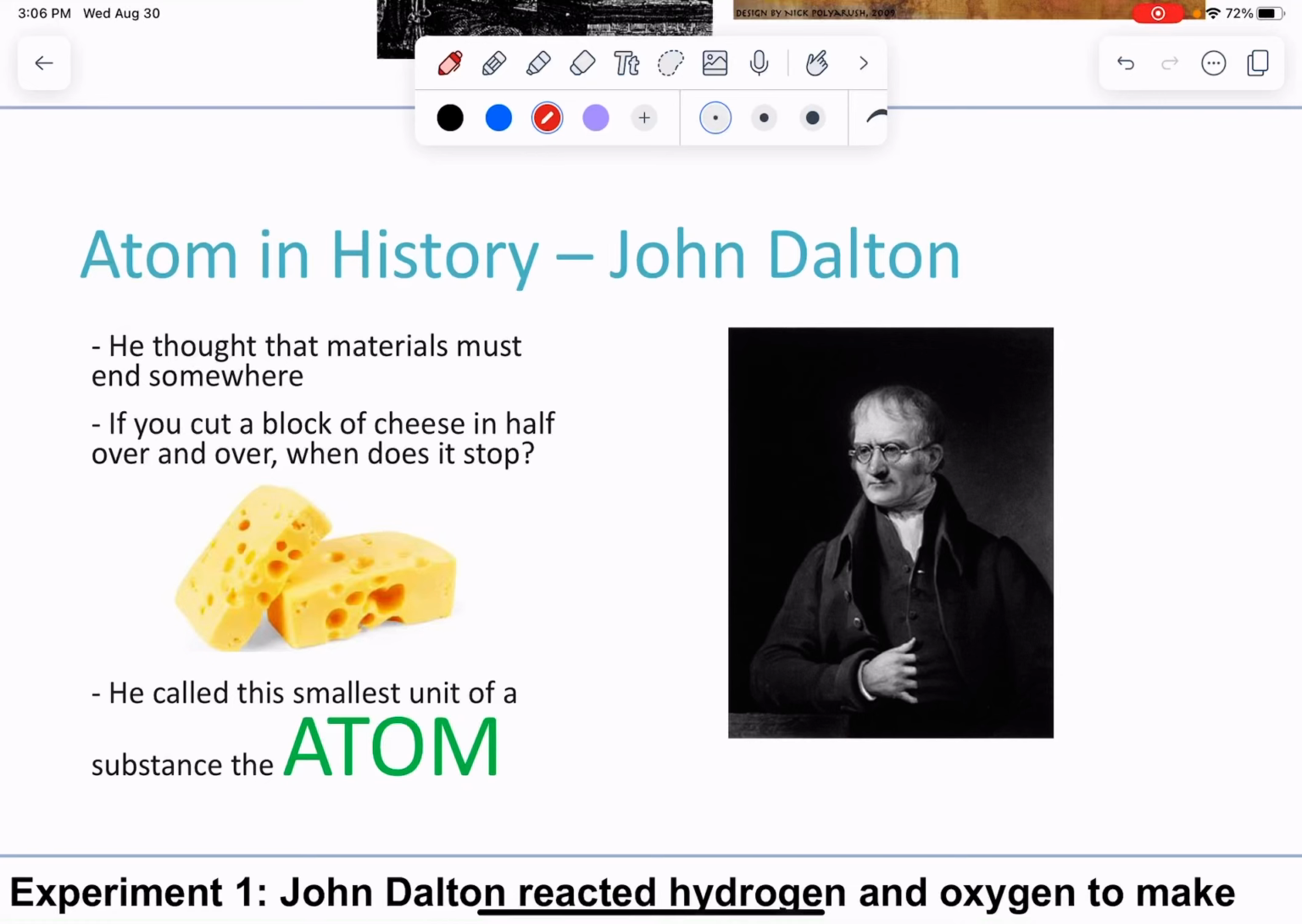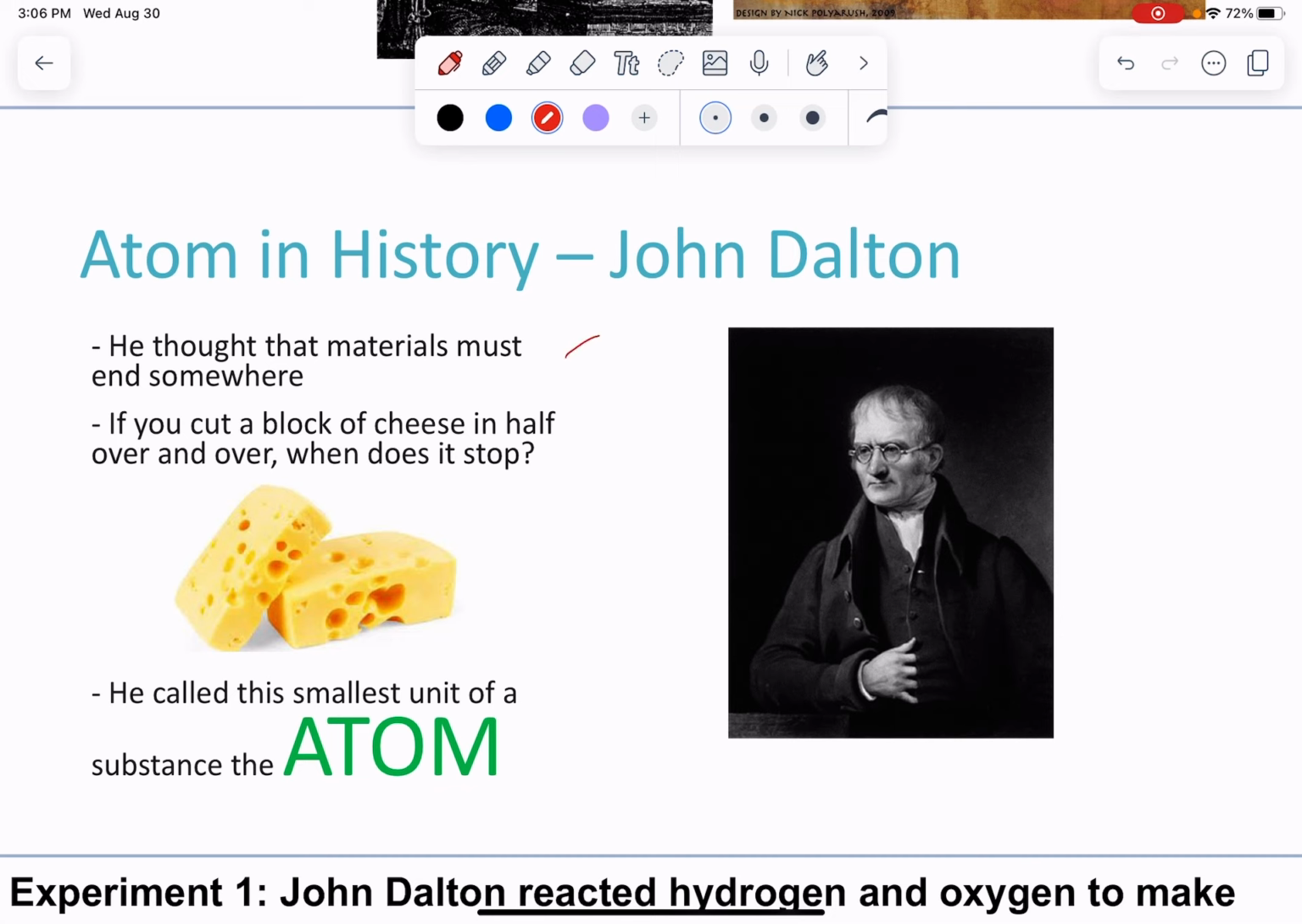Okay, so for this video, we're looking at John Dalton. He was the first scientist in recent times to study the atom. And actually, he's kind of the first guy to come up with the idea of it. He thought that materials must end somewhere.